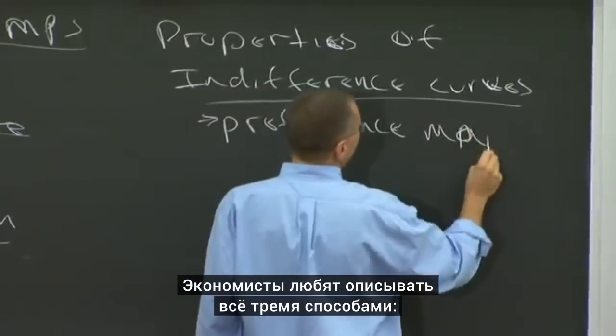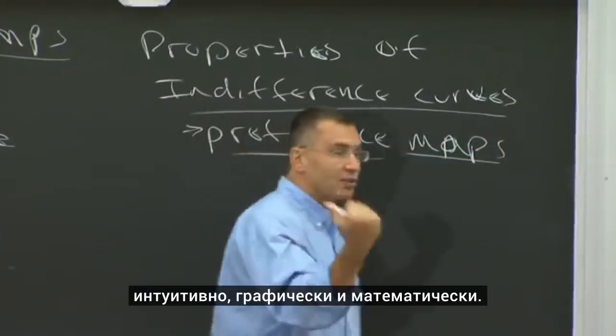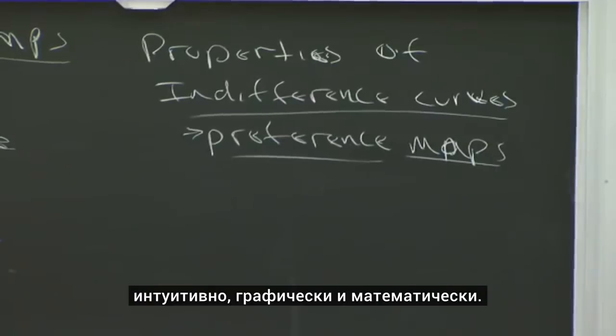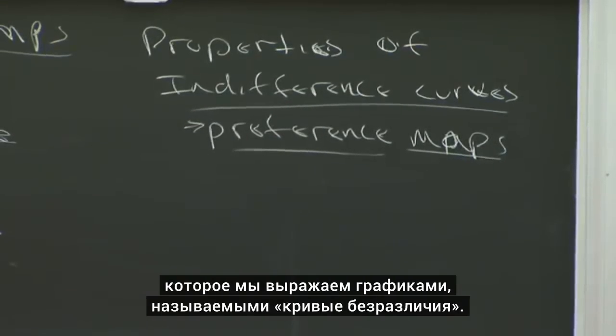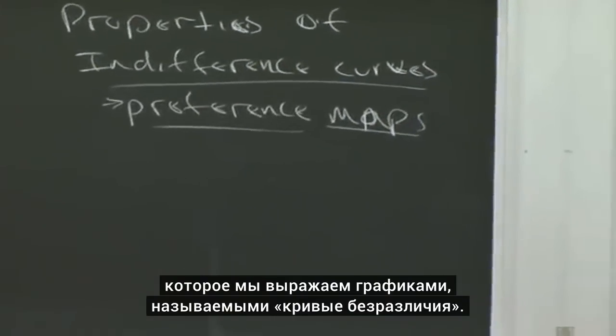In economics, we like to be able to describe everything, as I said, 3 ways: intuitively, graphically, and mathematically. Preference maps are the graphical representation of people's preferences, which we do through graphing something called indifference curves.